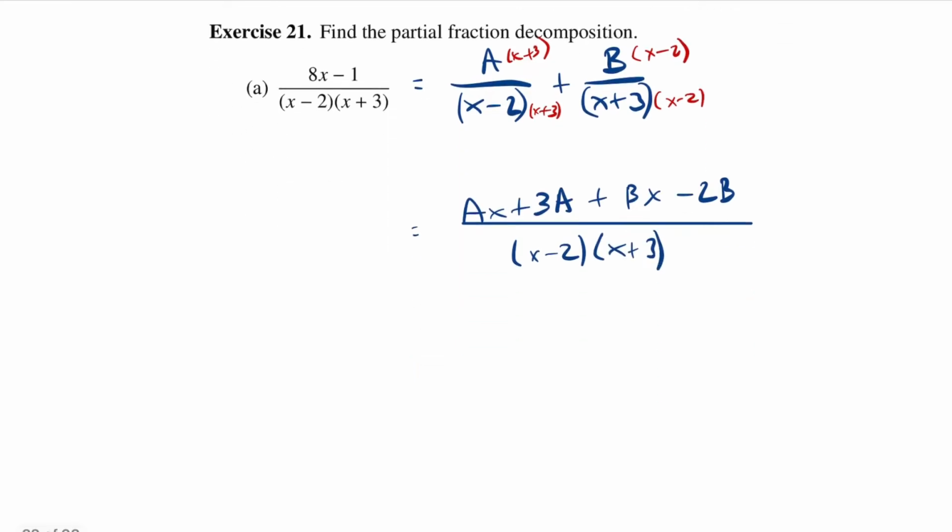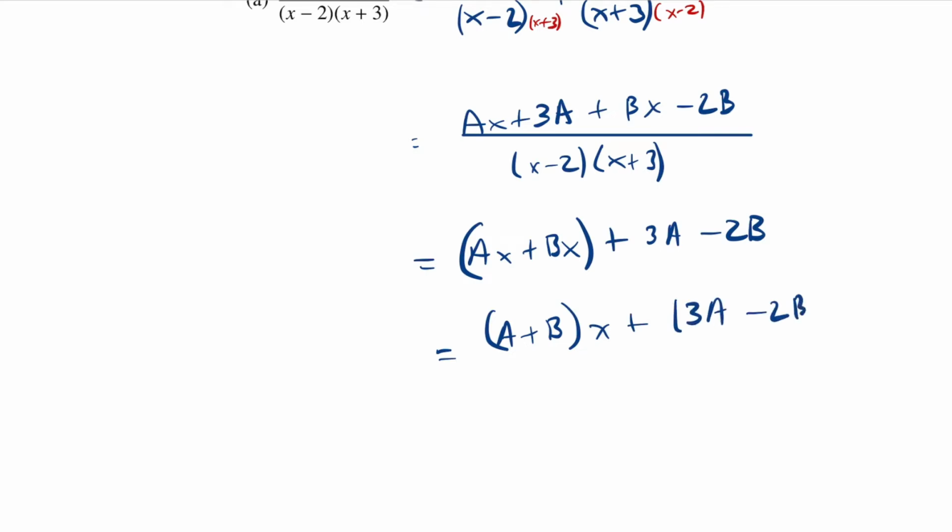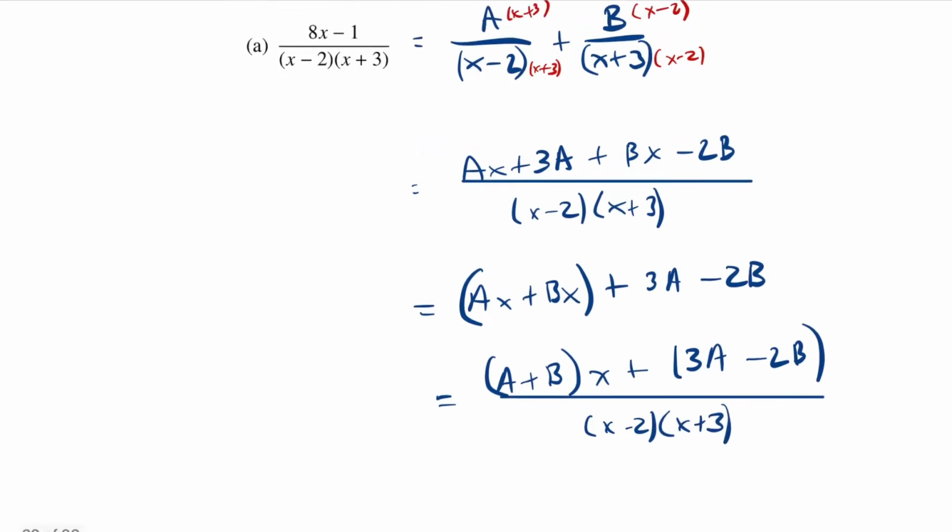And now we want to group the x's together. So if you group them together, you're going to get ax plus bx. And then you group the constants together, 3a minus 2b. With this, we're going to factor out the x. I'm going to factor it over on the right side, and for the constants I'm not going to do anything special, I'm just going to put them in parentheses. And I'm going to write the common denominator again, which is x minus 2, x plus 3. The left side comes down.